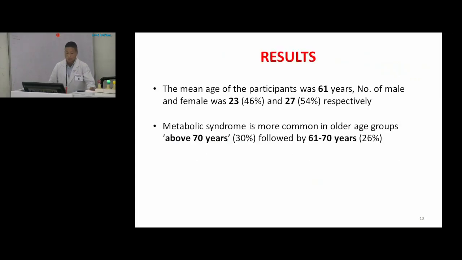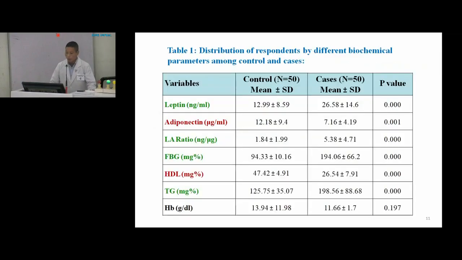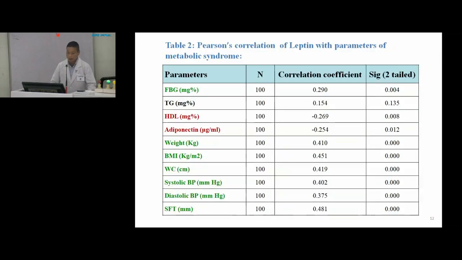Our study results show that the mean age of the participants was 61 years, and the number of male and female participants was 23 and 27 respectively. Metabolic syndrome is found to be more common in the older age group. Table 1 compares the different biochemical parameters among control and cases. This table shows that the mean level of adiponectin and HDL were significantly lower among the cases as compared to the control, and the mean level of leptin, LA ratio, fasting blood glucose, and triglyceride was significantly higher among the cases.